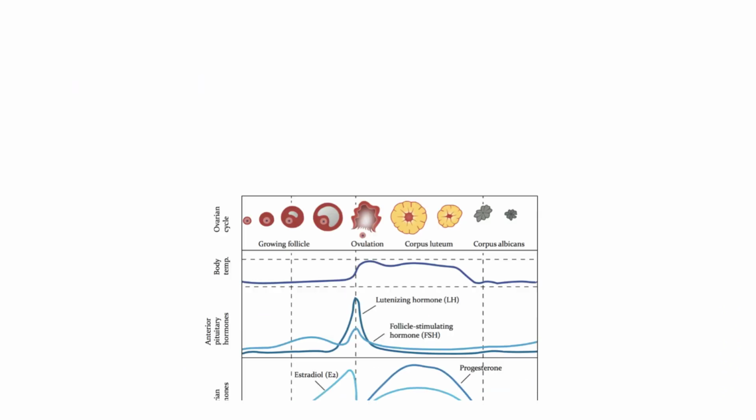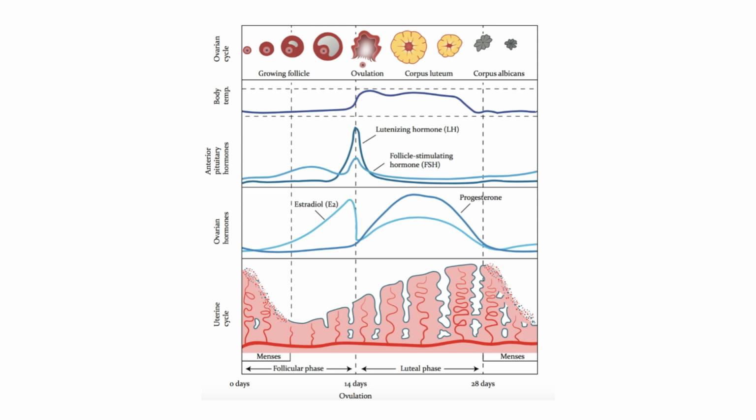Now look at the diagram as one story. Follicular phase: rising estradiol, mid-cycle LH surge. Ovulation. Luteal phase: rising progesterone. Basal body temperature rises after ovulation. Endometrium thickens, then becomes secretory, then hormones fall. Menstruation. Everything is synchronized. This concludes our in-depth discussion on the menstrual cycle.